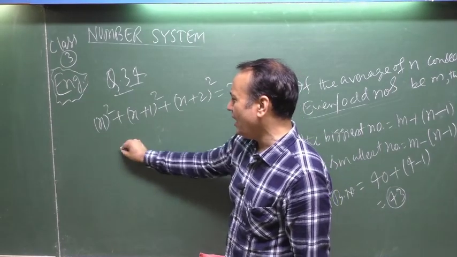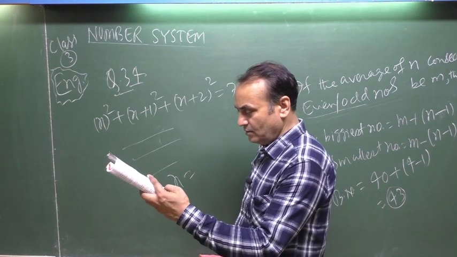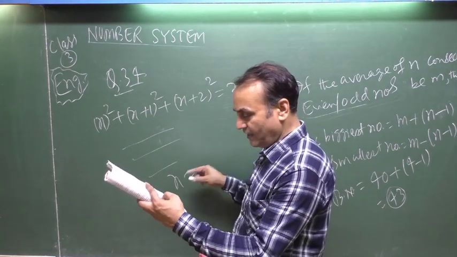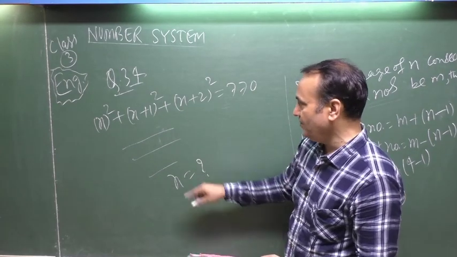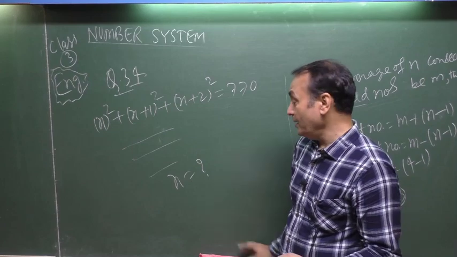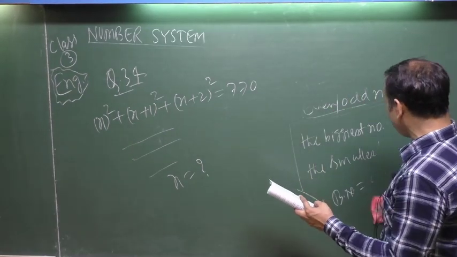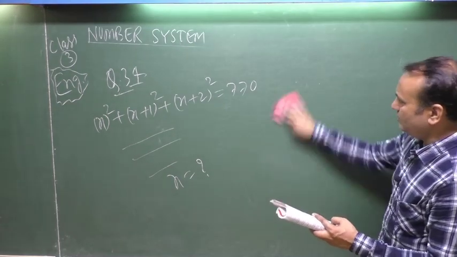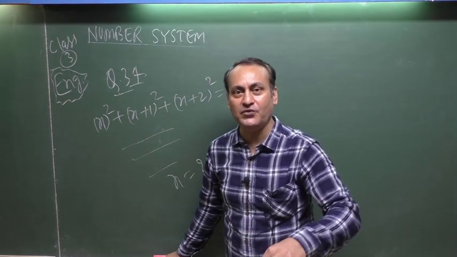the value of x, and this is your final answer. Question says the least number. That means this one will be your answer after calculation. You may calculate here as well. But see here, I am not going to calculate. Do it yourself. I have to solve this question in another, easier way.